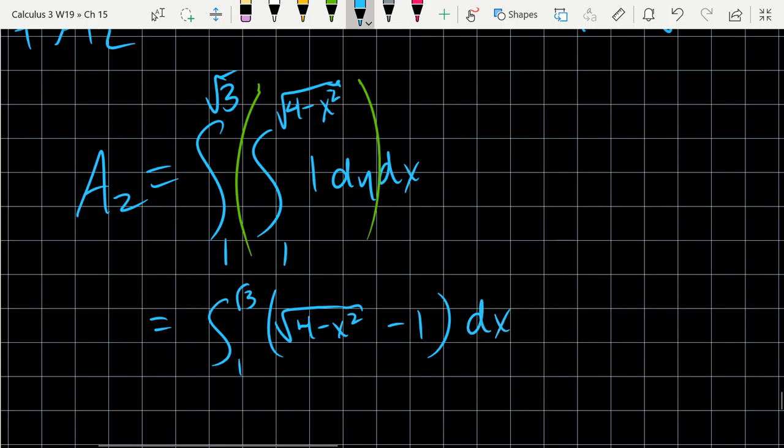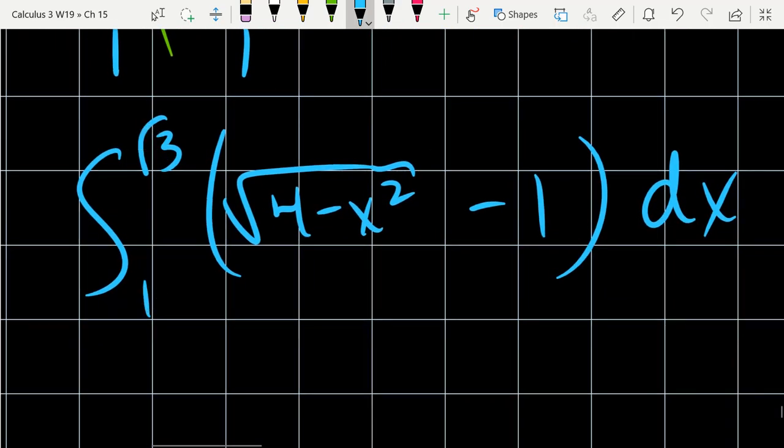So I am skipping a step. I'm taking the antiderivative and plugging in endpoints at the same time. But I think we've probably done enough antiderivatives. That's okay now. I do not have an easy antiderivative. Negative 1 is super easy. That's not what I'm worried about. How do I deal with this square root?